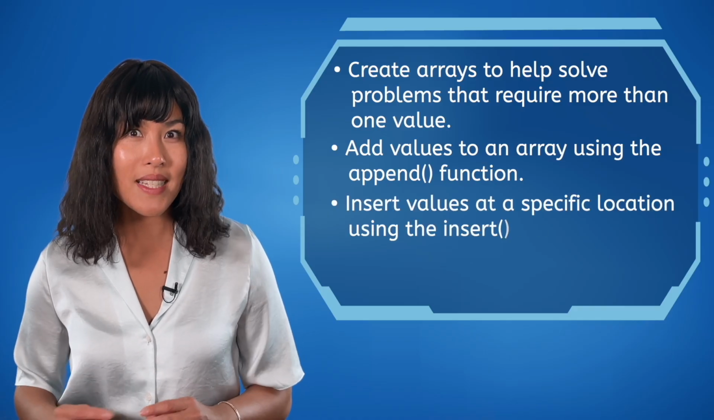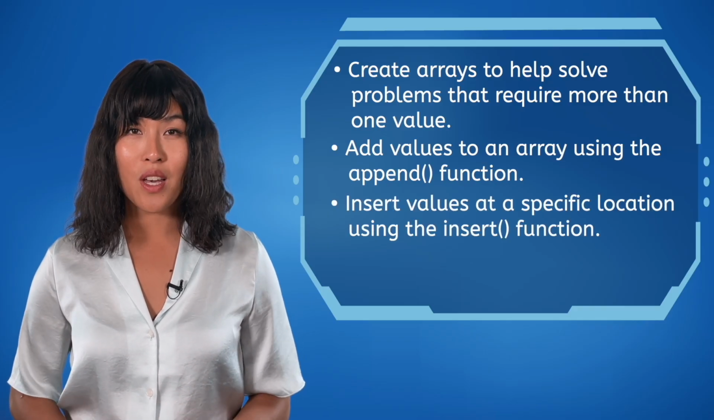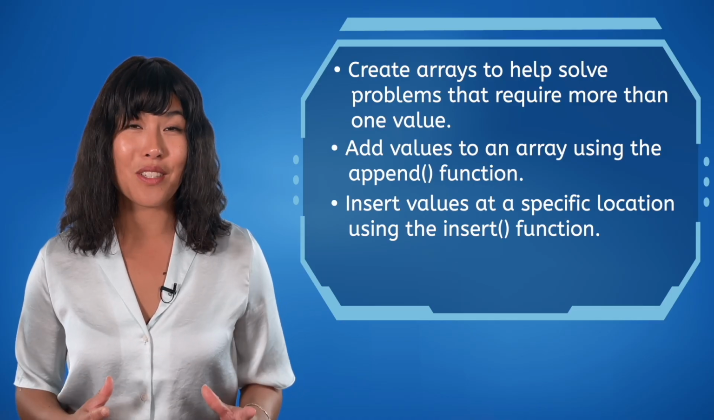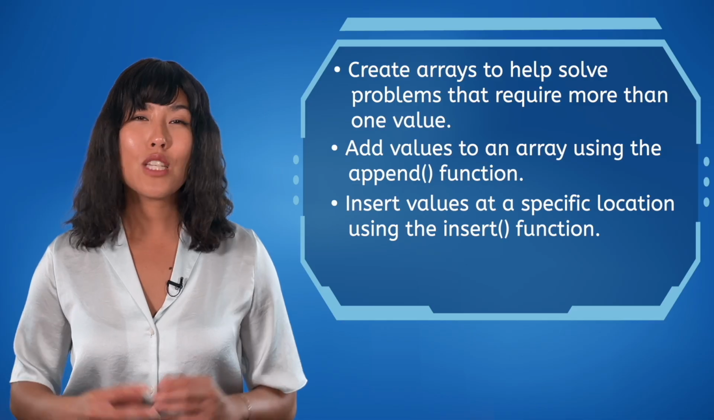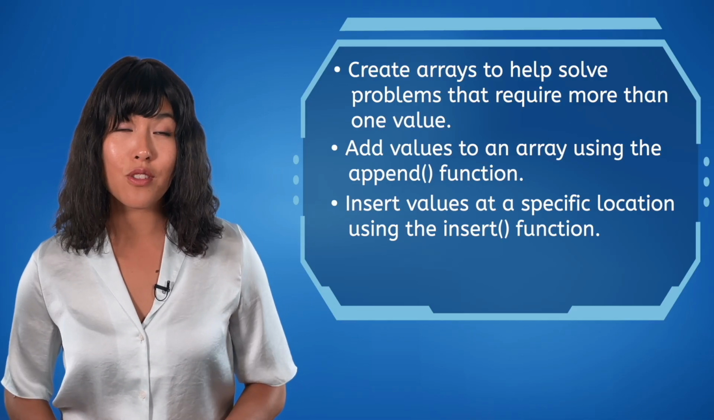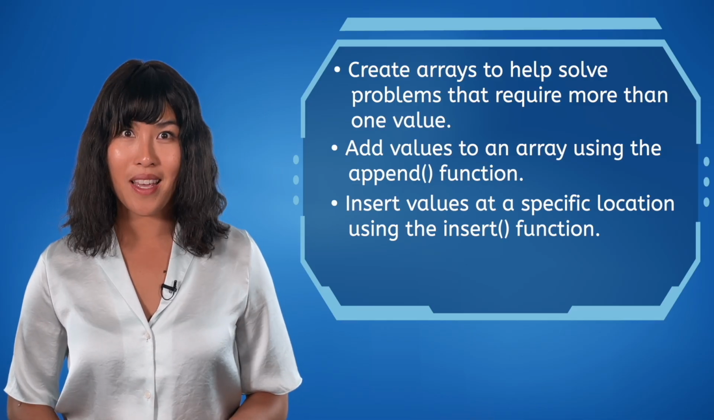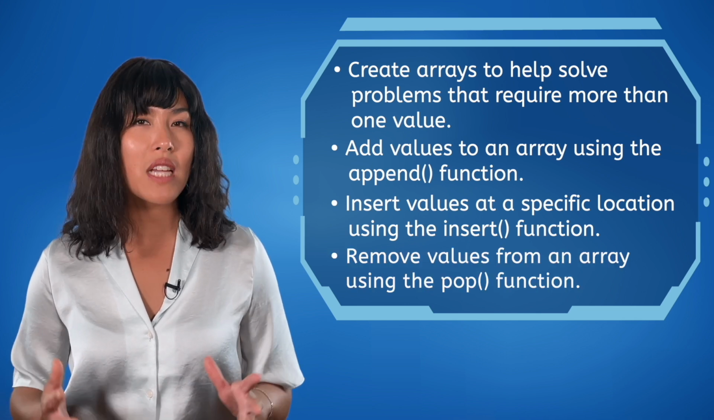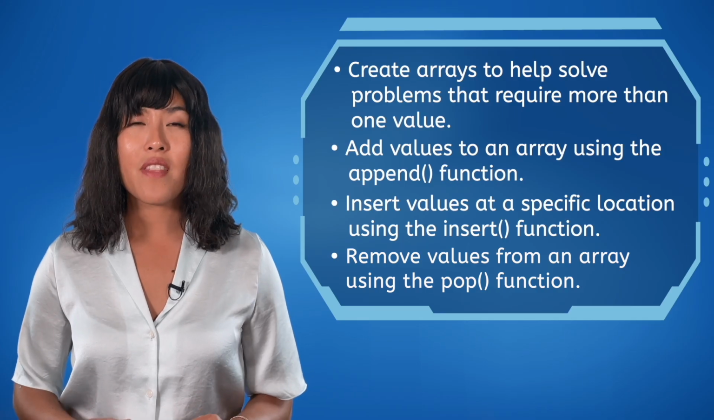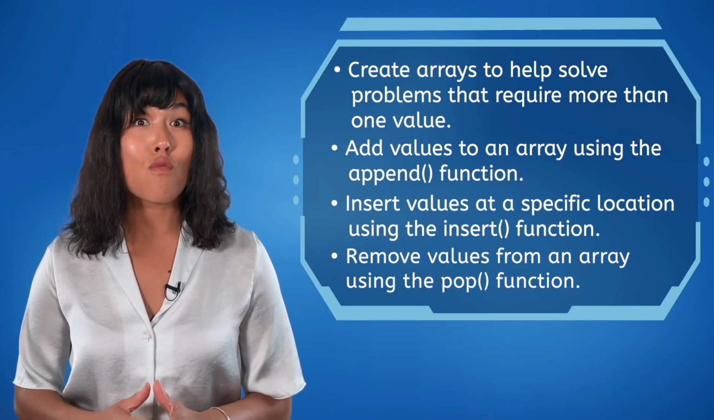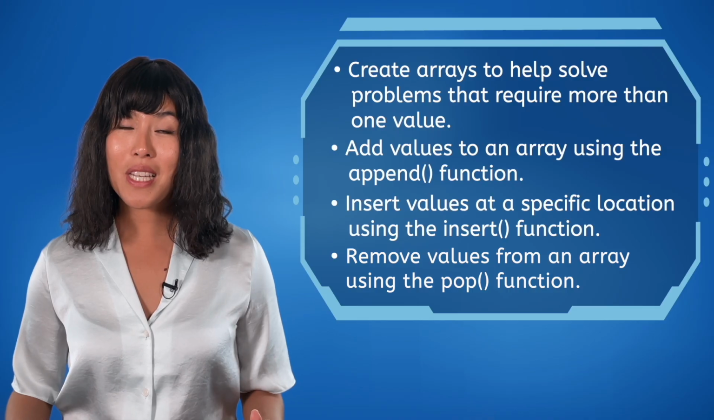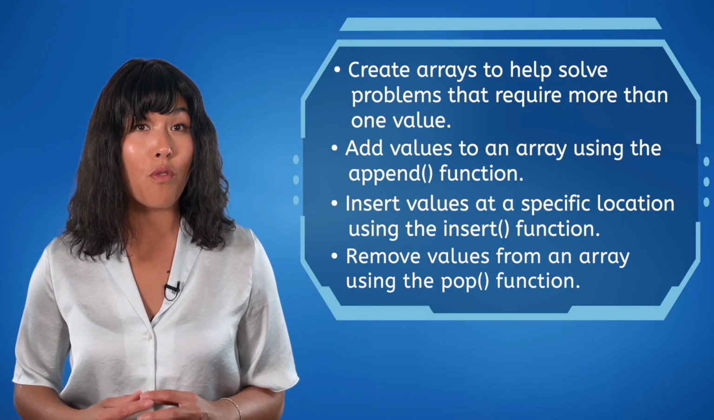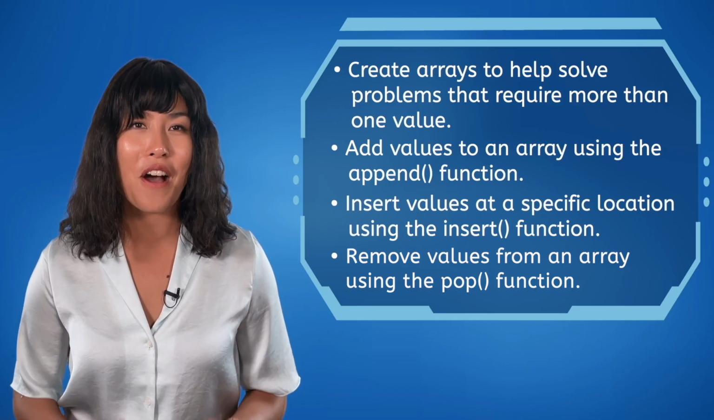But we aren't limited to adding values at the end of an array. We can use the insert function to add a value to any index location that we would like. This was helpful in adding new instructions to the rocket's direction array, where order was important. Lastly, we learned how to remove values from an array that are no longer needed using the pop function. Eventually, our arrays might get very large, and having the ability to remove older information is invaluable.